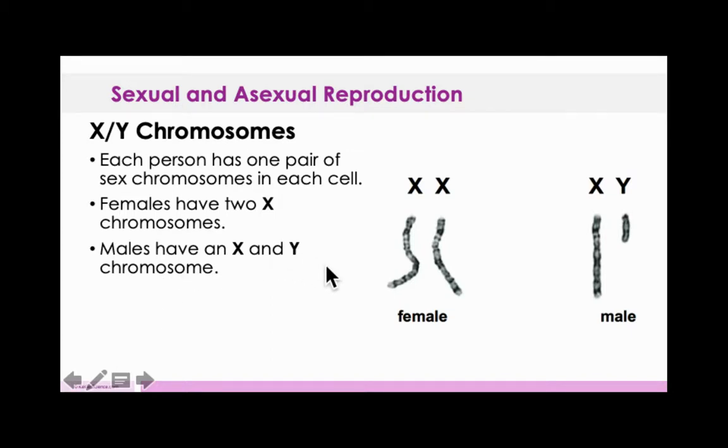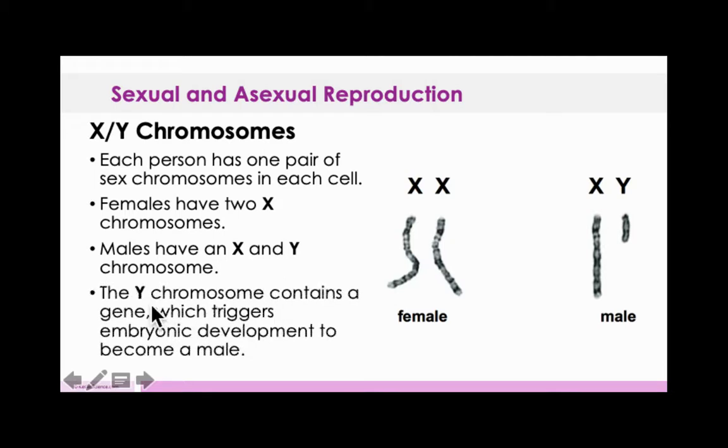So females have 2 X chromosomes, males have an X and a Y chromosome. The Y chromosome contains a gene which triggers embryonic development to become a male. This makes it so that we can determine whether somebody is female or male simply by determining whether their DNA has an X and a Y chromosome or 2 X's.